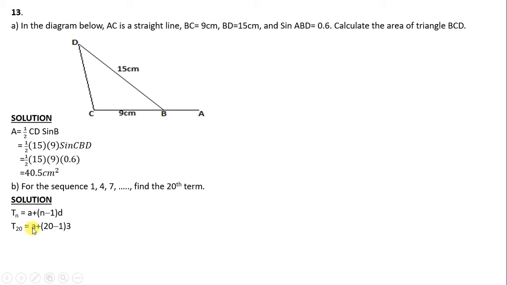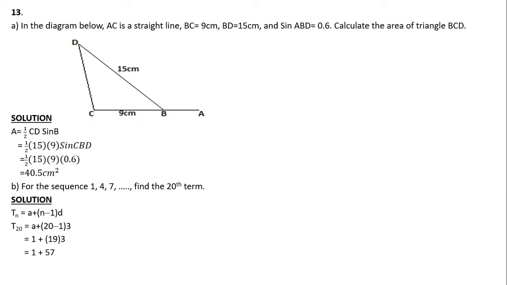Is equals to a plus 20 minus 1. We are looking at 20 terms. The common difference is 3. And our first term here is 1. So we are saying 1 plus, subtract 20 minus 1, you get 19.